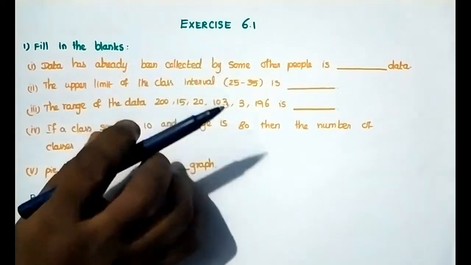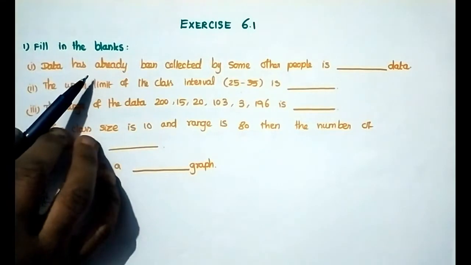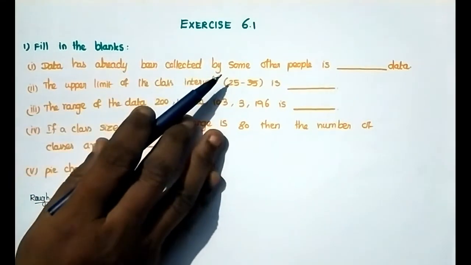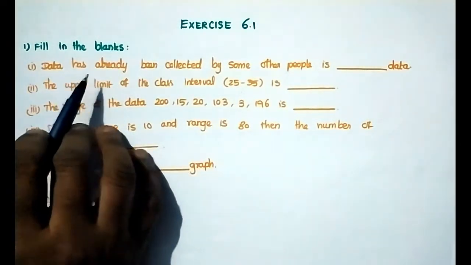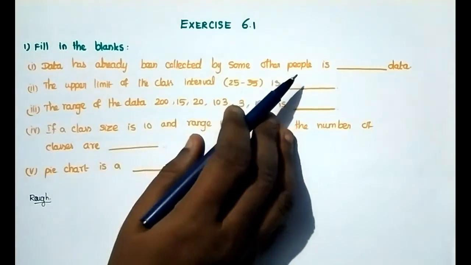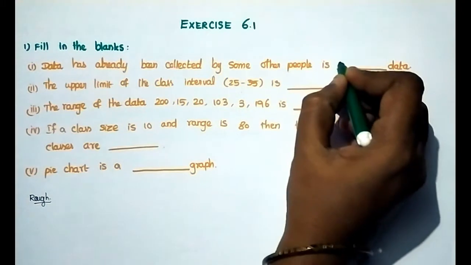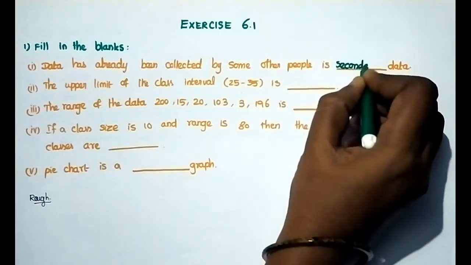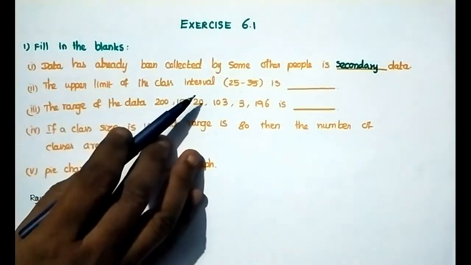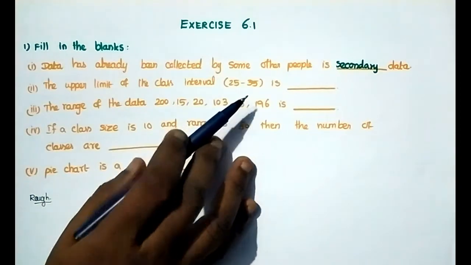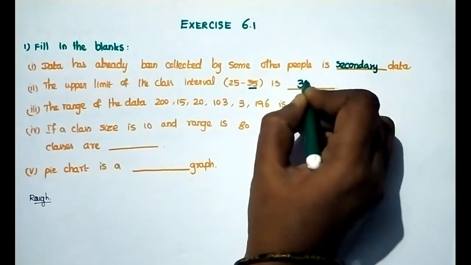Now exercise 6.1, first question is fill in the blanks. First one, data has already been collected by some other people is called. We saw in the introduction, the data has already been collected by some other people means that is secondary data. Next one, the upper limit of the class interval 25 to 35. Which one is the upper limit here? 35. So 35 is the answer.